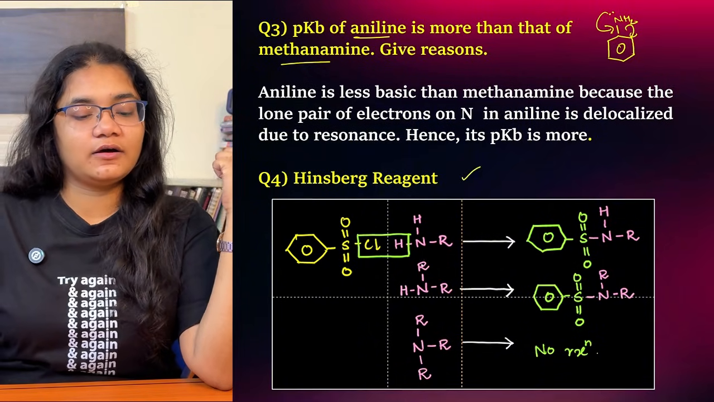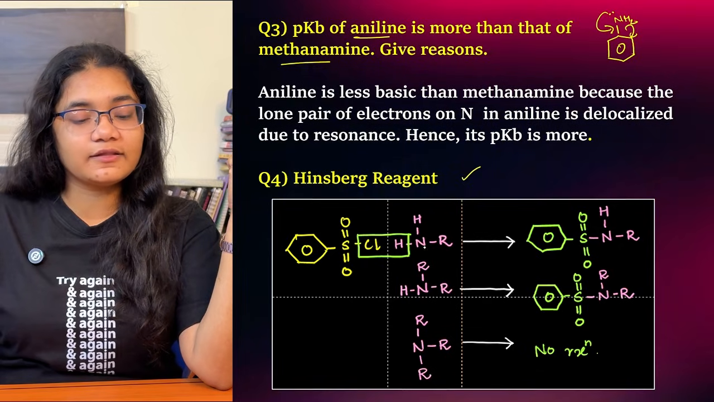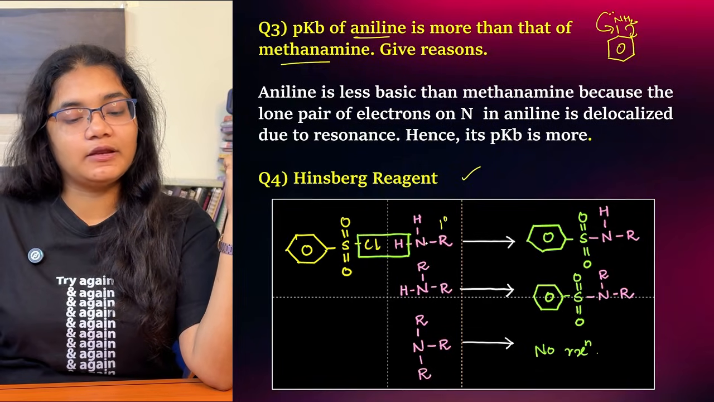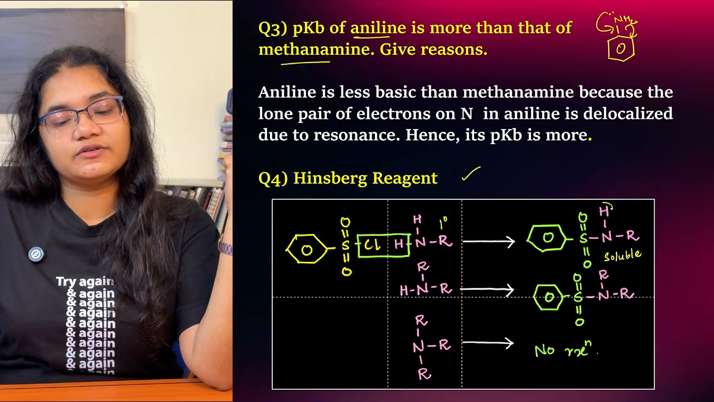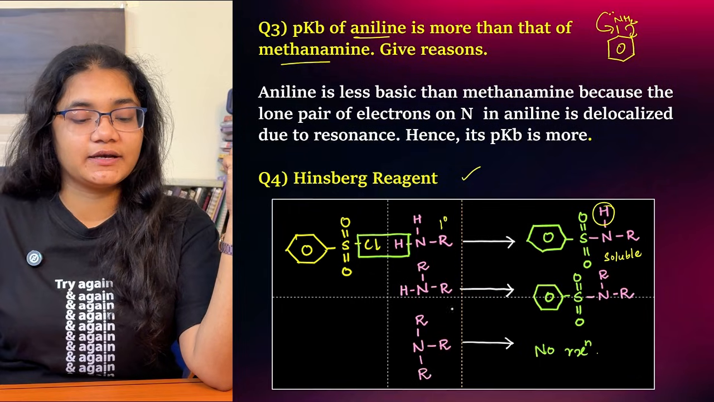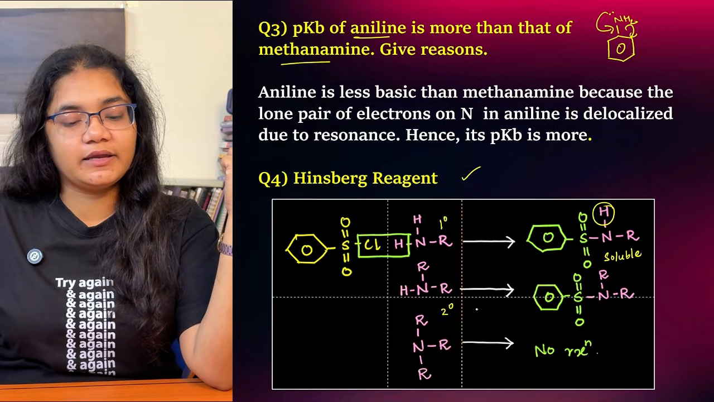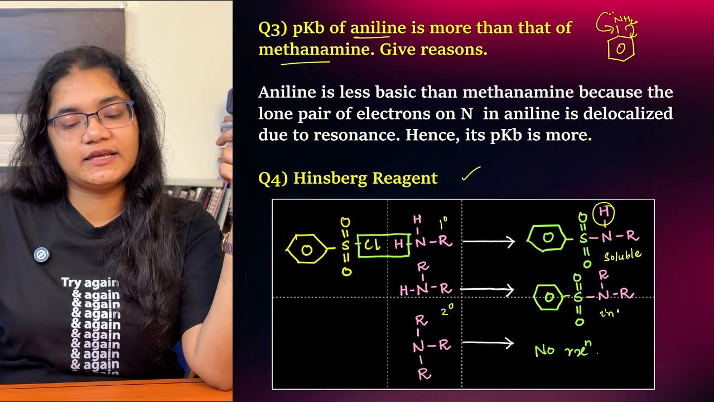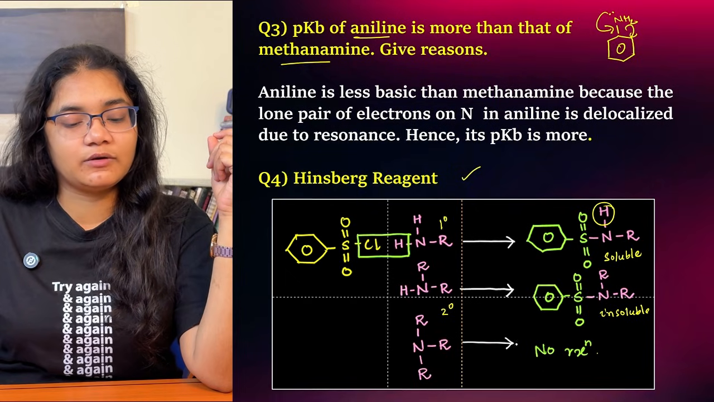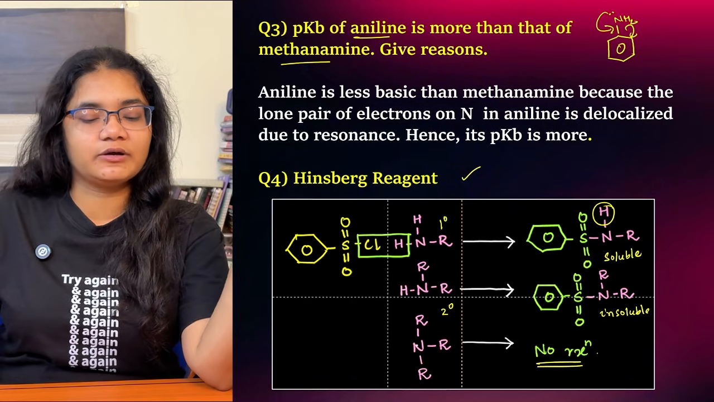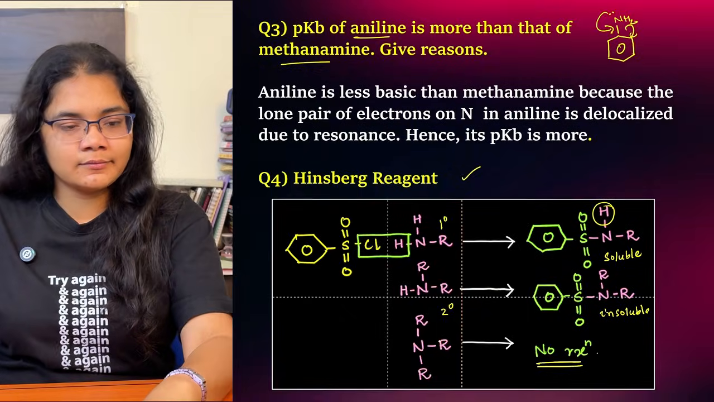Next, Hinsberg reagent, you can see here the primary one, the primary amines will react to give you a salt which is soluble. Now why is it soluble? Because of this acidic hydrogen present. Next, again with the secondary amines, the salt is formed but it is insoluble. The reason, again, there is no acidic hydrogen attached to nitrogen. Next, with this one, tertiary amine, what happens? There is no reaction because here there is no H.